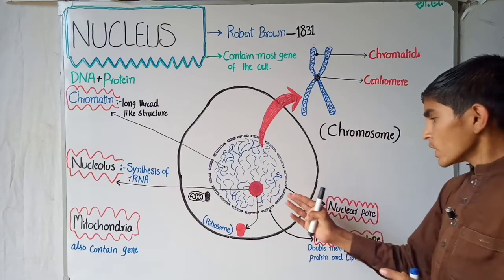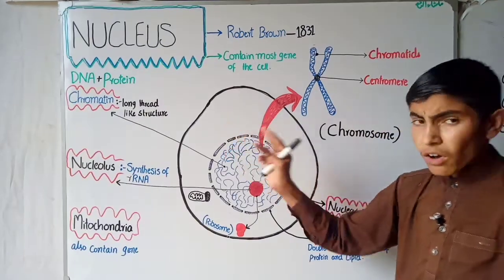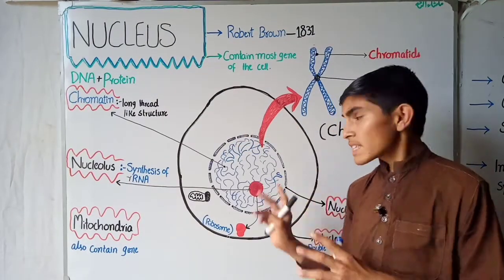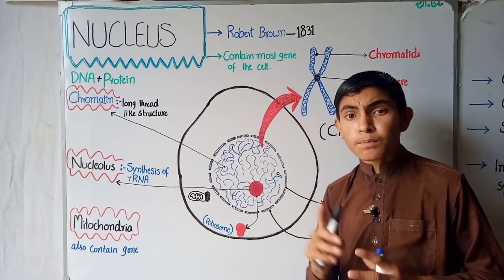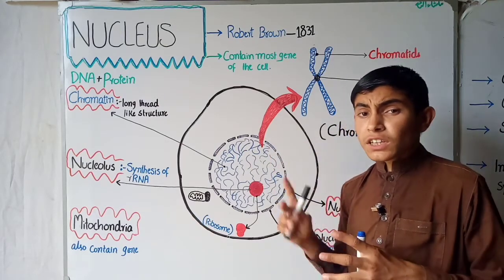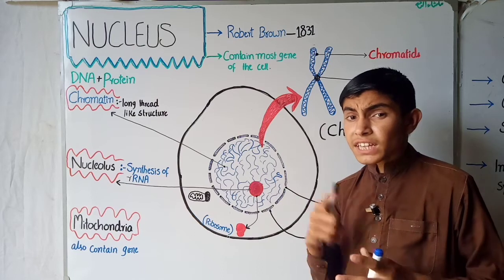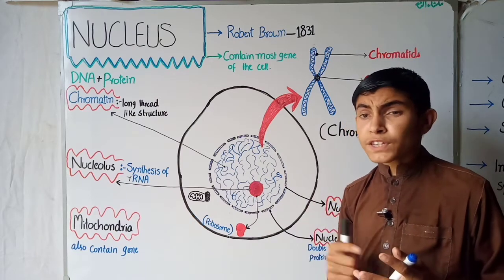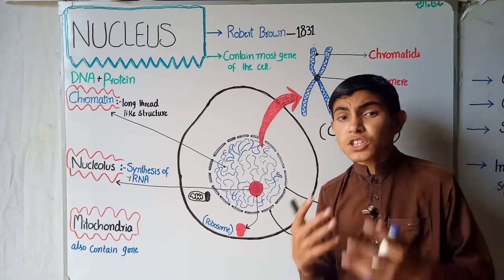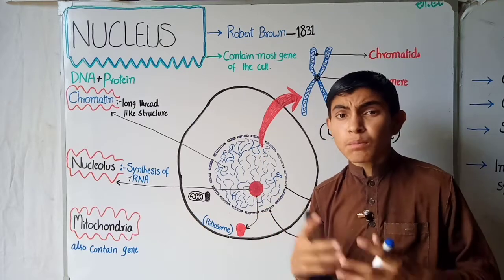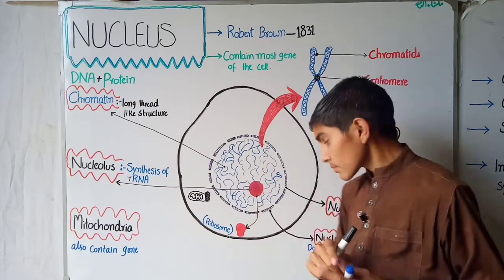The nucleus is a large organelle present inside the cell, and it is the largest organelle that can be seen directly under a microscope. It is visible, and it is the largest component inside a cell.